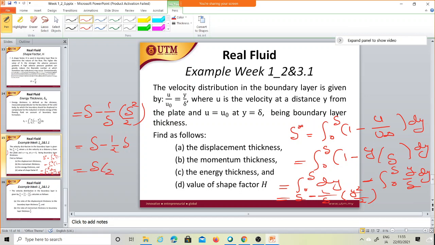I'm not sure my calculation is okay or not. You can check, because I just solved it here. What you need to do is put in the values, integrate, and check it by yourself. 1 over delta is constant, your y square by 2, then delta will cut down, like this. And how about the momentum thickness? You do it by yourself.